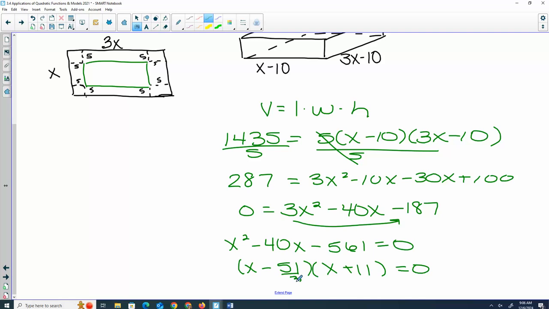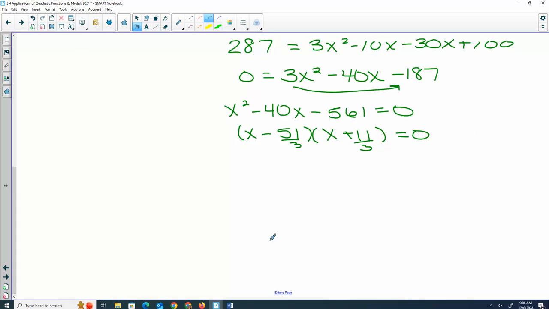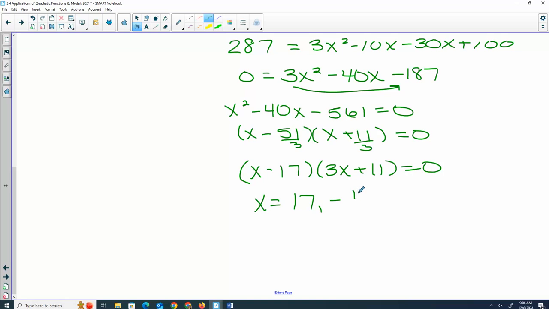So we divide our 3 back. 51 divided by 3 is 17. Set those to 0 and we get 17 and negative 11/3.